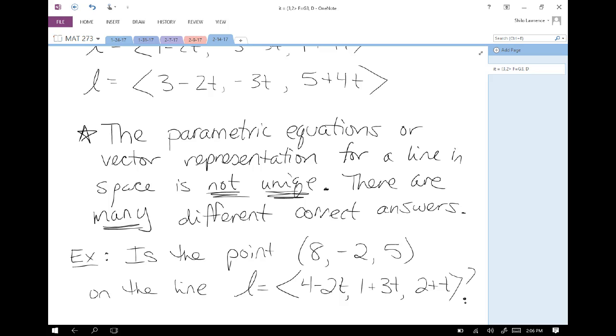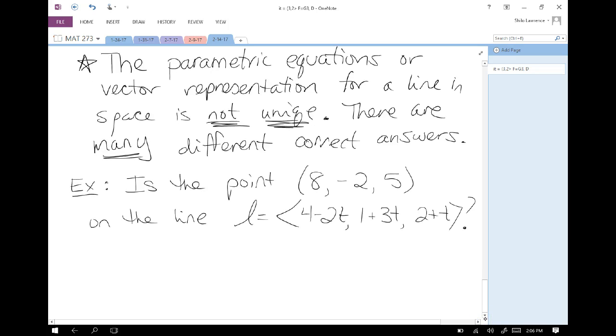Wild guess? No, yes. We got a no and a yes. Any other guesses? Take a smart box. Does anybody have any reasoning behind their guesses? Is the point 8, negative 2, 5 on the line represented by the vector 4 minus 2t, 1 plus 3t, 2 plus t?